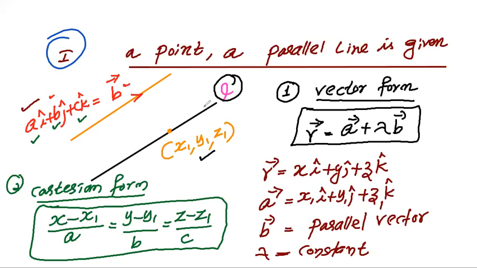So I drew the figure and I told you that the vector format of this case is given by r is equal to a plus lambda b, where r is the general point xi, yj, zk. a is the position vector of the passing point x1i, y1j, z1k, and b is the parallel vector. Lambda is a constant. And its Cartesian format is x minus x1 by a, where x1 is there and a is the coefficient of i, and y minus y1 by b, b being the coefficient of j, y1 is given, and z minus z1 by c. So this is the Cartesian format. Okay, so learn till here. The rest of the topic we will discuss later.